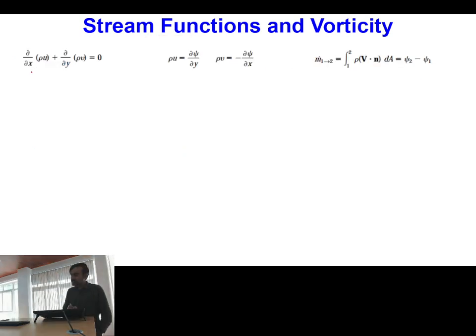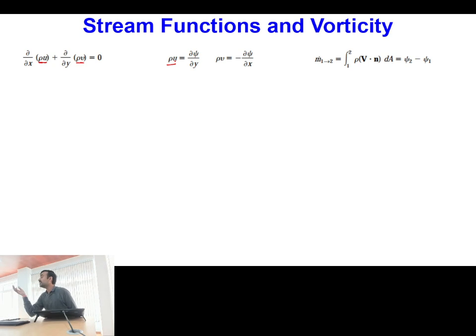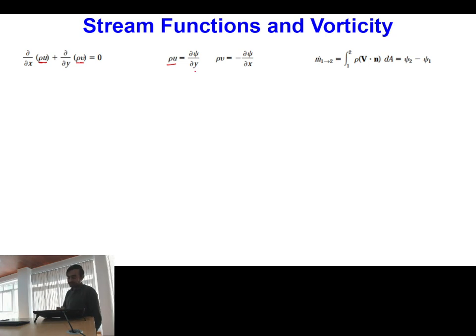Then the second situation is of compressible flow. In case of compressible flow, density is also variable with space. That's why in the continuity equation, when I write del by del x and del by del y, I am including rho u and rho v. The advantage of using the stream function is always that continuity is satisfied by default. So I define rho u equal to del psi by del y and rho v equal to minus del psi by del x.